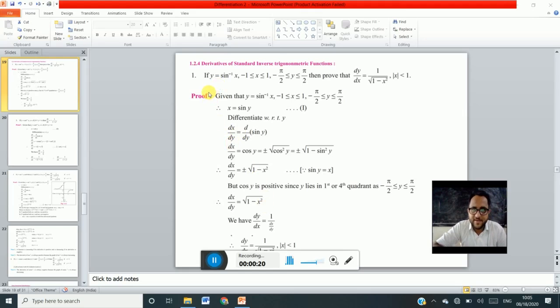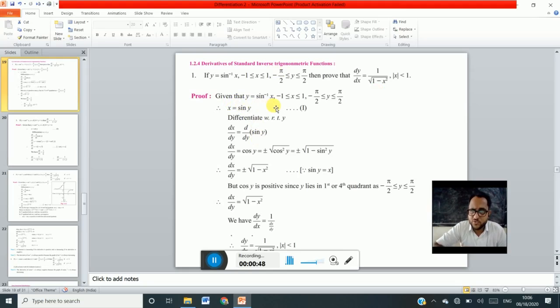Say if y is equal to sine inverse x, where the range of x is between minus 1 to 1 and the range of y is between minus pi by 2 to pi by 2, then we have to prove that dy by dx is 1 upon root 1 minus x square, where mod of x is less than 1. We have to remember this formula for problem purposes. The derivative of sine inverse x is 1 upon root 1 minus x square, right?